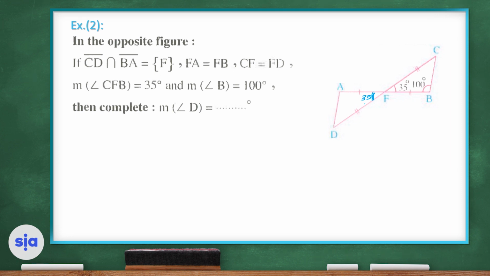Then the 2 triangles are congruent, so angle D is equal to the measure of angle C. Then how can we get the measure of angle C? It's 180 take away 100 plus 35. So it is 45 degrees. So if angle C is 45 degrees and angle D is also equal to angle C, then angle D is 45 degrees.